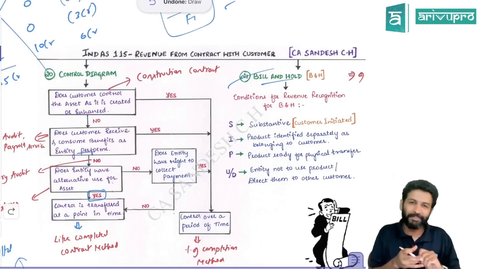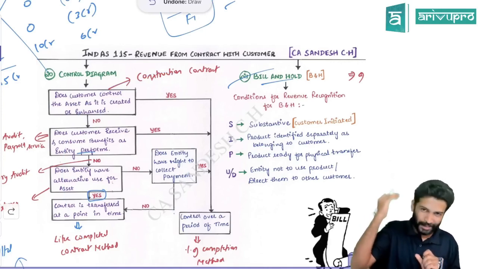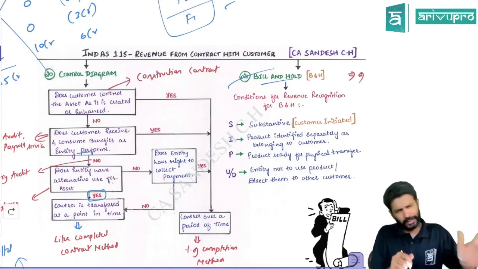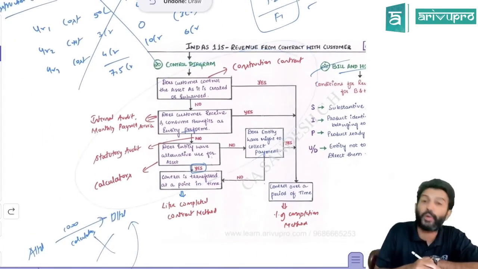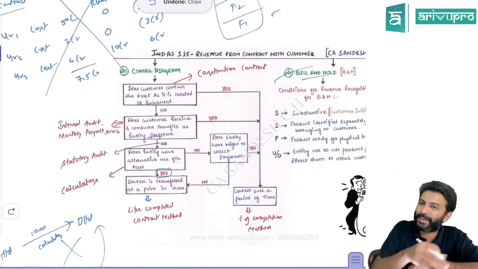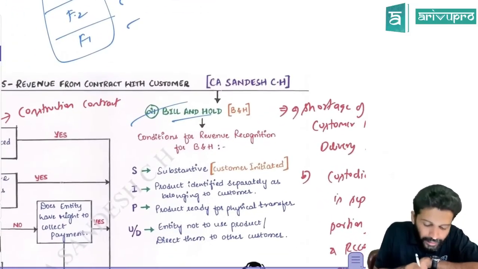Now I don't have so much time, so I'll skip ahead. But if you know this properly, all those case studies you can do. That's the reason I've taken this example, just to prove a point. I didn't have time, so that's the reason the numbers are like this. Okay, bill and hold arrangement.